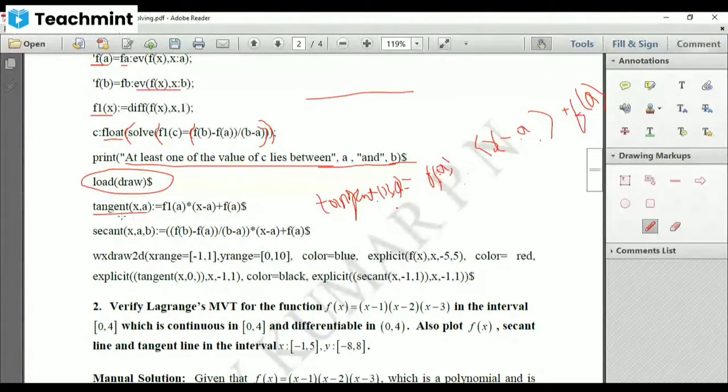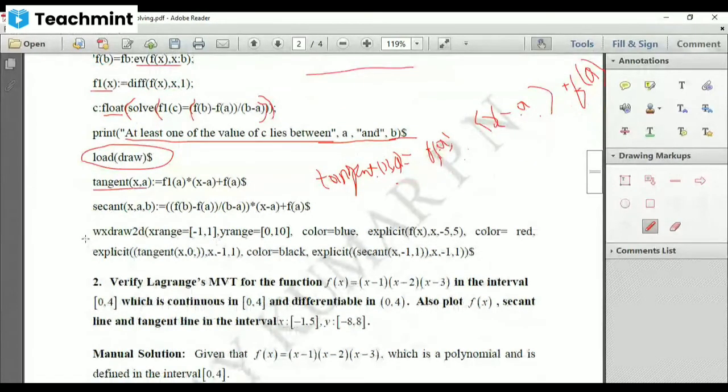So the first one, the tangent at x equal to a, is given by f1 of a into x minus a plus f of a. The secant from a to b is given by f of b minus f of a divided by b minus a, multiplied by x minus a plus f of a. Now to plot the graph, use wxdraw2d. Within simple brackets you write everything.